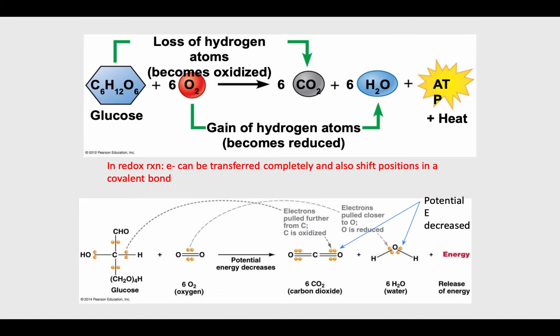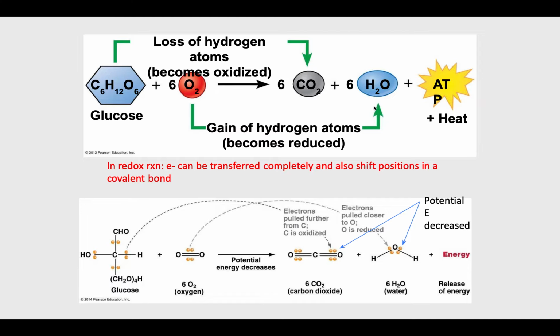All right, so this can happen in a couple of different ways depending on how we want to look at an equation. If we look at the top equation here, this is just the general equation for cellular respiration. Glucose is losing hydrogen atoms, so we can talk about electrons, and we can also talk about hydrogen atoms in terms of redox reactions. Losing hydrogen atoms means it's becoming oxidized. In this oxygen molecule, we're gaining hydrogen atoms to make water, so it's becoming reduced.